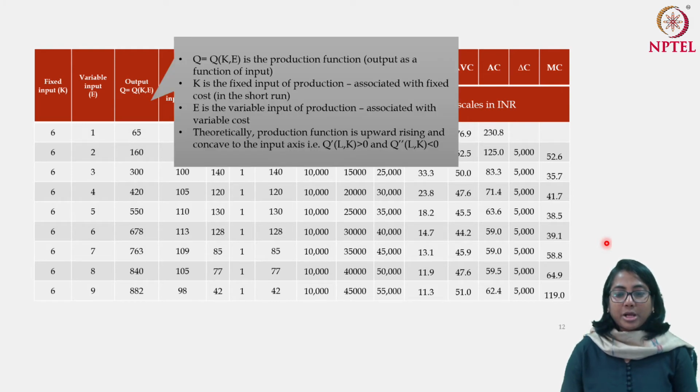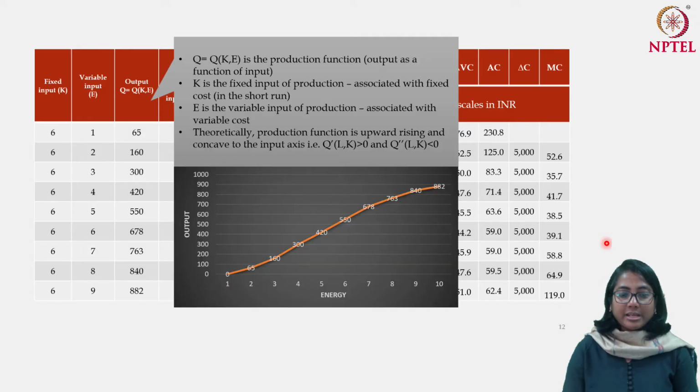Let us begin with the production function. As we have said, I plot these numbers, 65, 160 and up to 882, on the vertical axis, and on the horizontal axis I have the variable input. I am varying the variable input from 1 to 10. For 10 I don't have an entry, so it should be up to 9. What we are getting is different levels of output. Once I plot this curve, I get a shape like this.